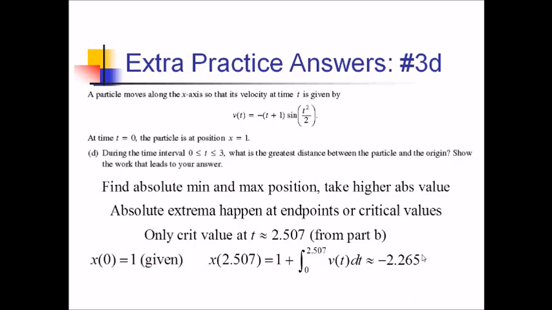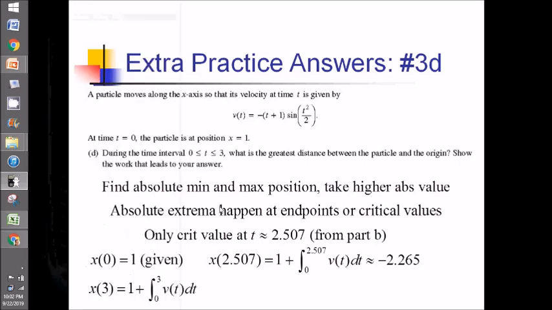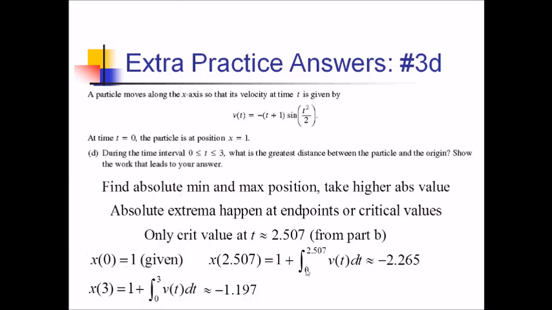Now, let's keep going here. We want to test out 3. So that's going to be 1 plus integral from 0 to 3 of v(t) dt. And just going back to my calculator, I'm just going to go and yank the input from before. And instead of 2.507, I'm just going to put 3 into that upper limit of integration. And that's going to come out to negative 1.197. All right. So how far can I go from the origin? Well, 1 is not very far away. It's a little bit further, this x of 3, at least further in the negative direction. But the furthest of all is this critical value right here. So our max distance then is going to be positive 2.265.